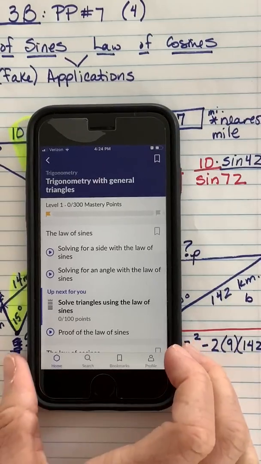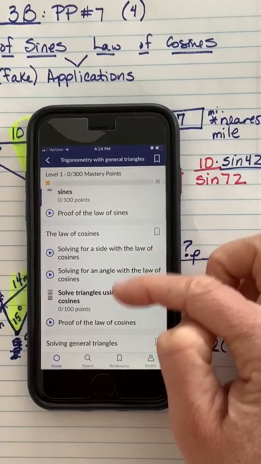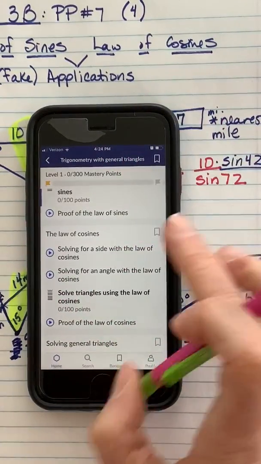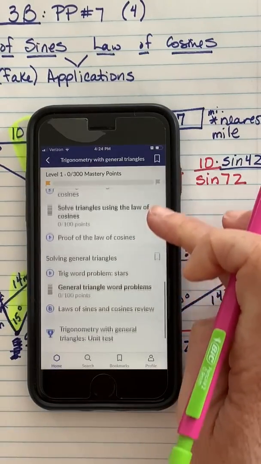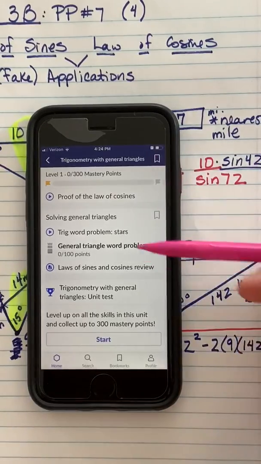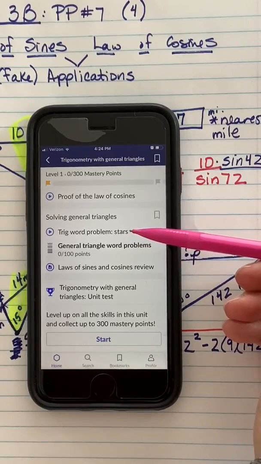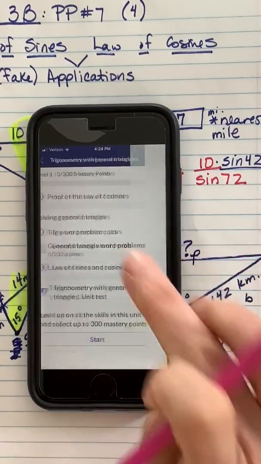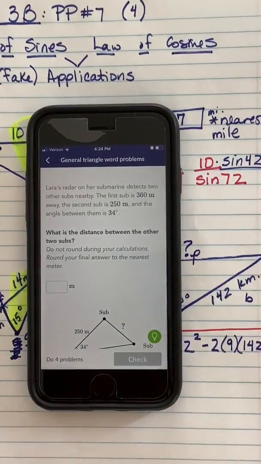So if I hit that, here's your law of sines. Here's your law of cosines. Again, I did mention that there are proofs for these. If you would like to look at the proofs, if you're curious, they're right here for you. Again, we will be doing that in pre-calculus next year. So here are your story problems. Khan Academy has walked through one trig story problem for you here. It's another video. And then I'm going to click on your story problems. You've got 4 questions. Let's go.